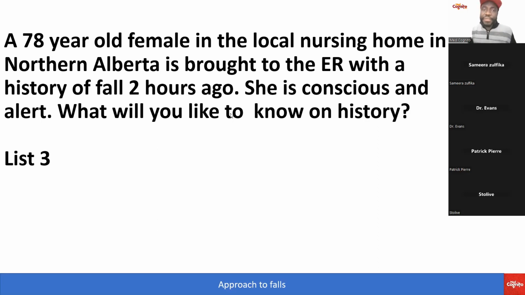Beautiful. So the first objective says that we have to know from historical features. So type your answers for me. What would you like to know on a history of somebody who comes to the hospital or who is brought to your clinic with a history of recurrent falls? Let me know what you think. What would you like to know?